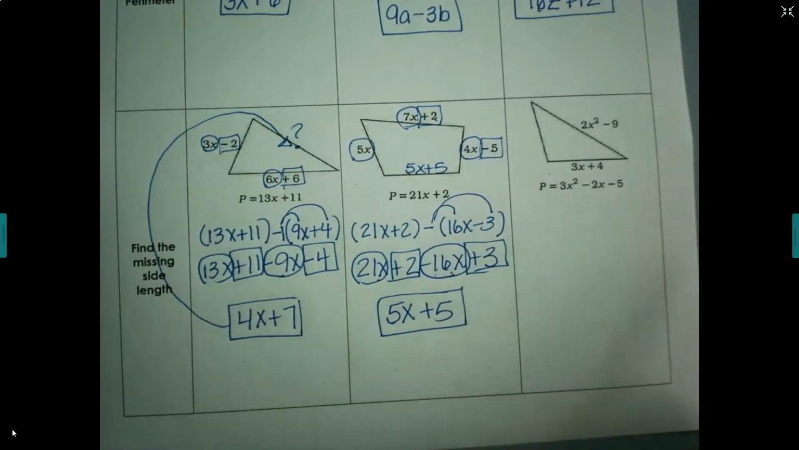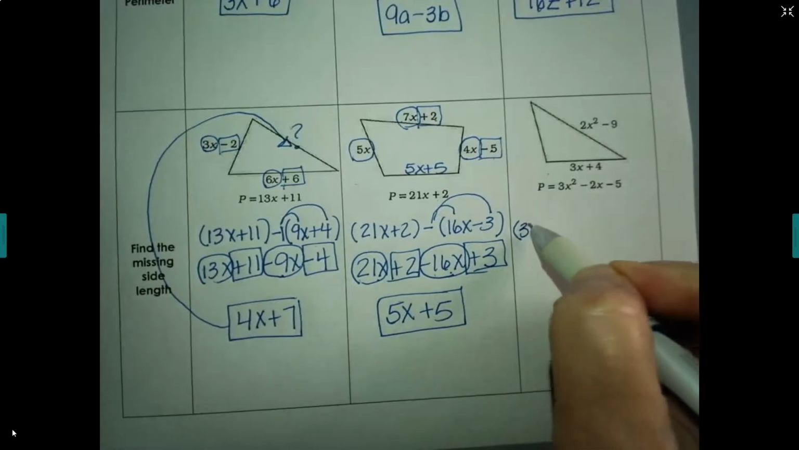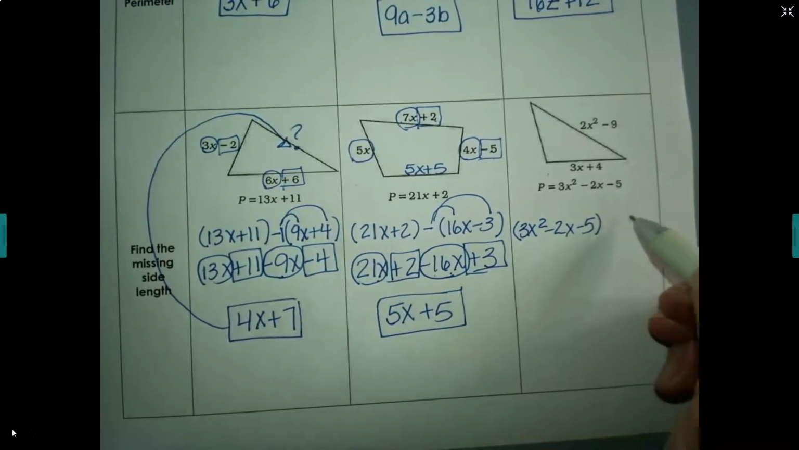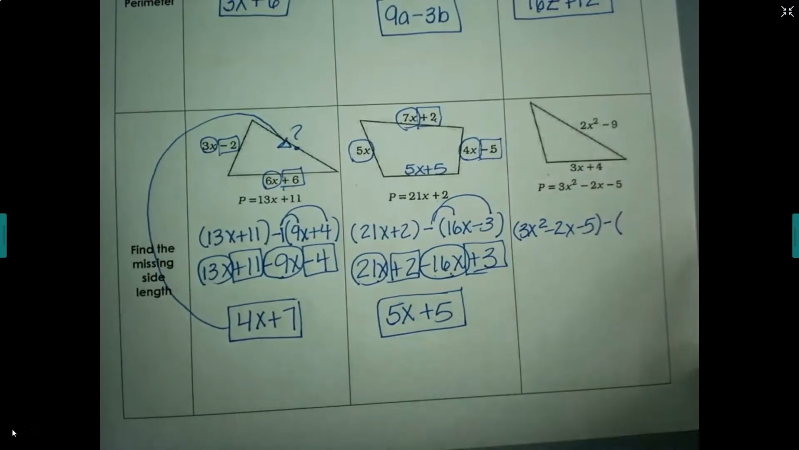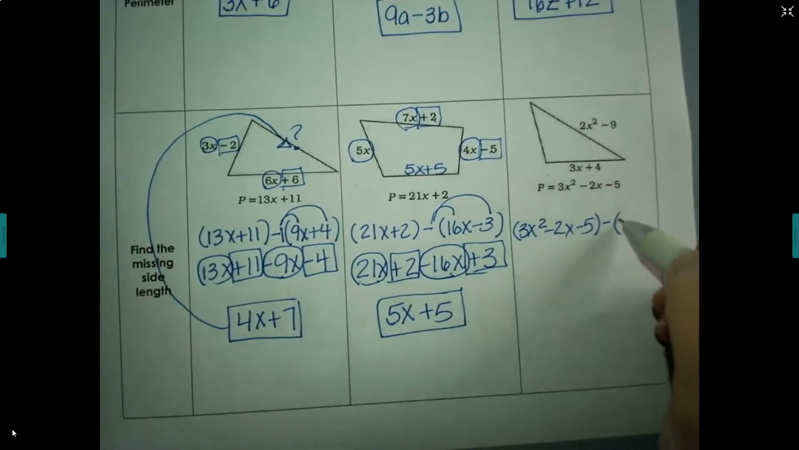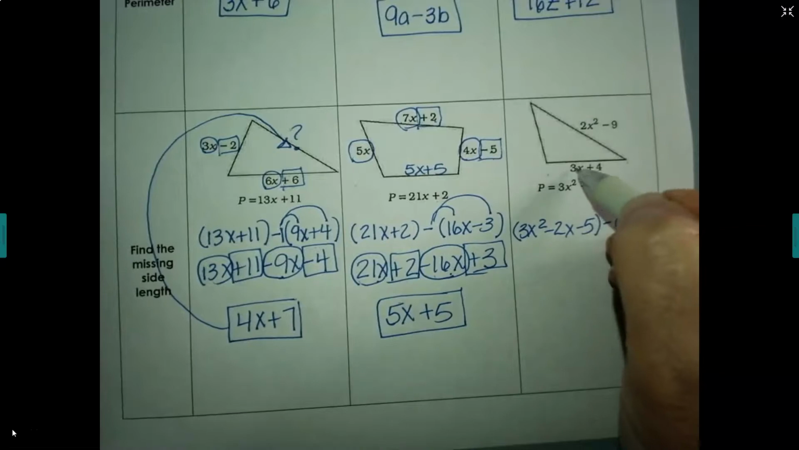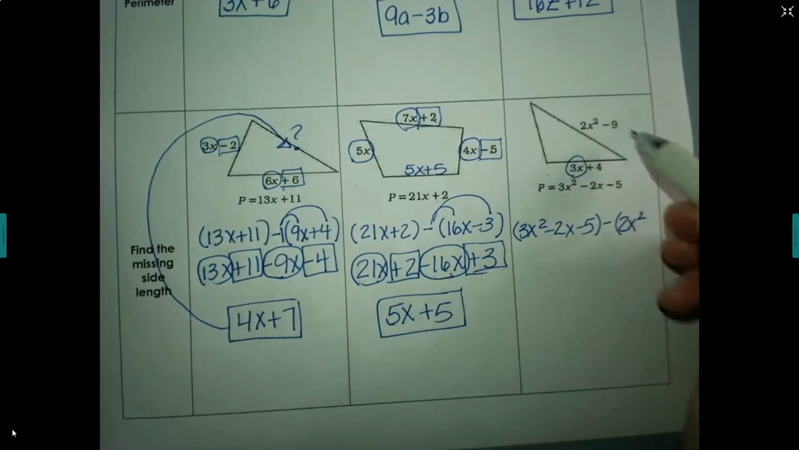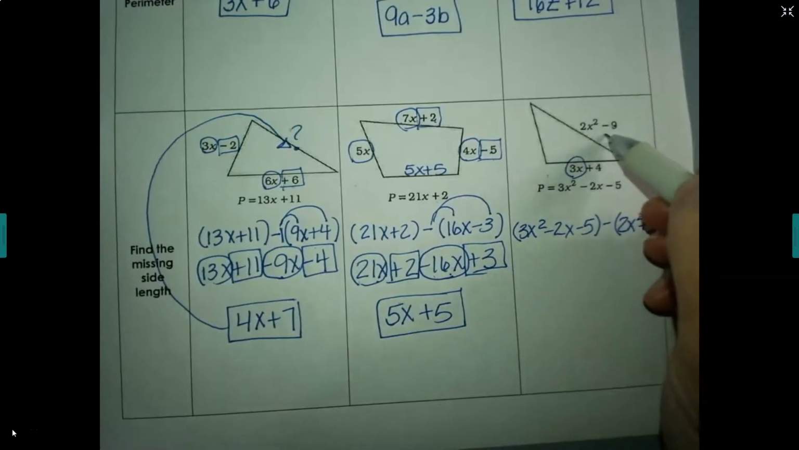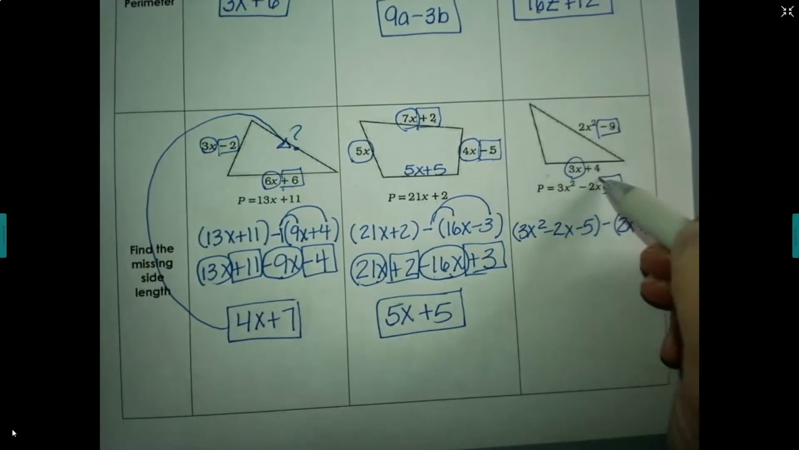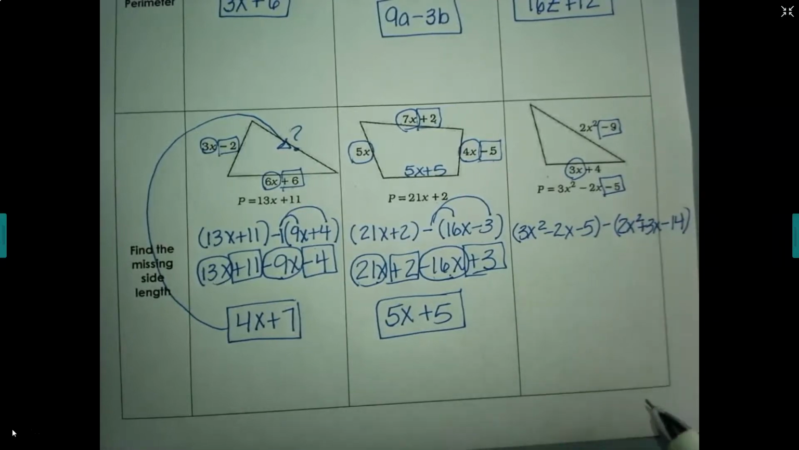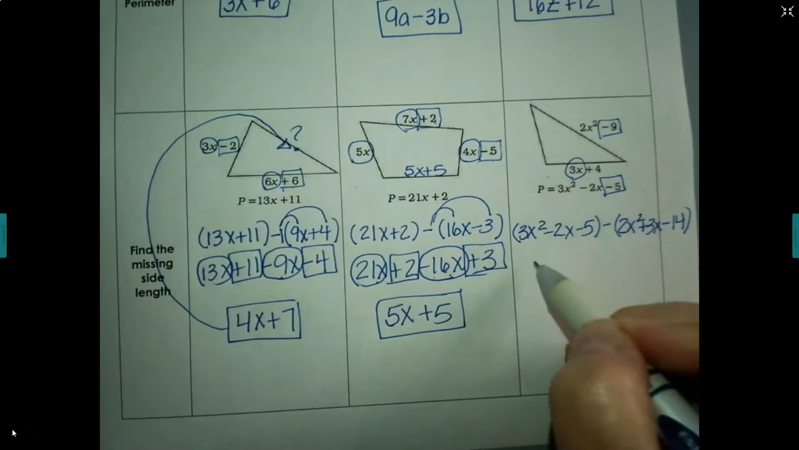Okay. One last one. Take our answer, 3x squared minus 2x minus 5, and subtract off what we already know. So what do we know? We have a 2x squared. It doesn't combine with anything. We have a 3x that doesn't combine with anything. And I have negative 9 and negative 5. That's negative 14. Right? Just like before, you're going to distribute your negative sign.